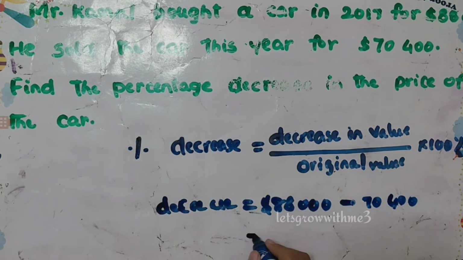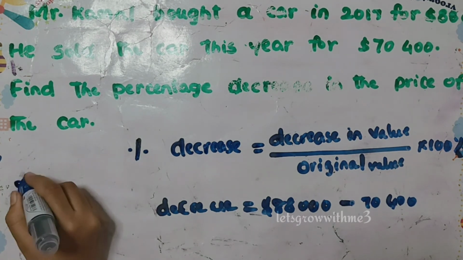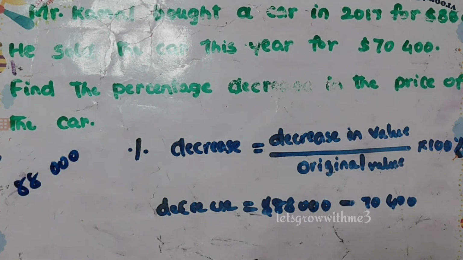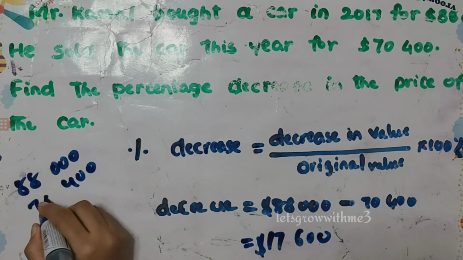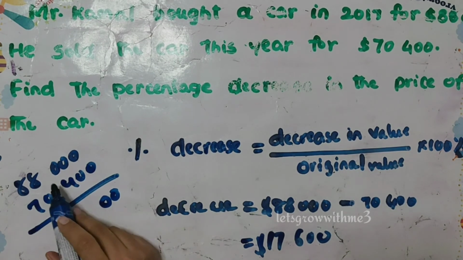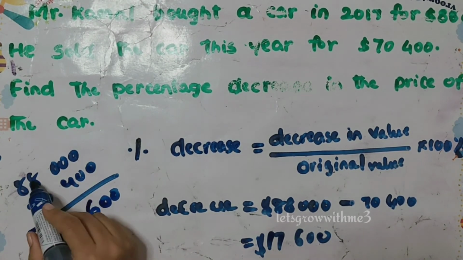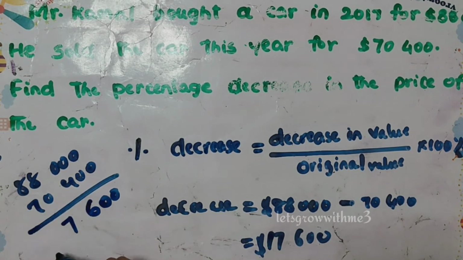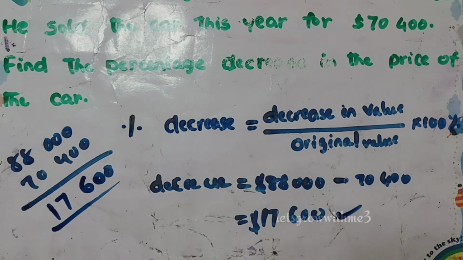So let's do it over here. We will get something like 17,600. Let's see, I'll try to subtract here. 88,000 minus 70,400. 0 minus 0 is 0, 0 minus 0 is 0. I need to take a borrow. Then 10 minus 4, which is 6. Then here will be 7, and 8 minus 7 is 1. So the answer is 17,600.